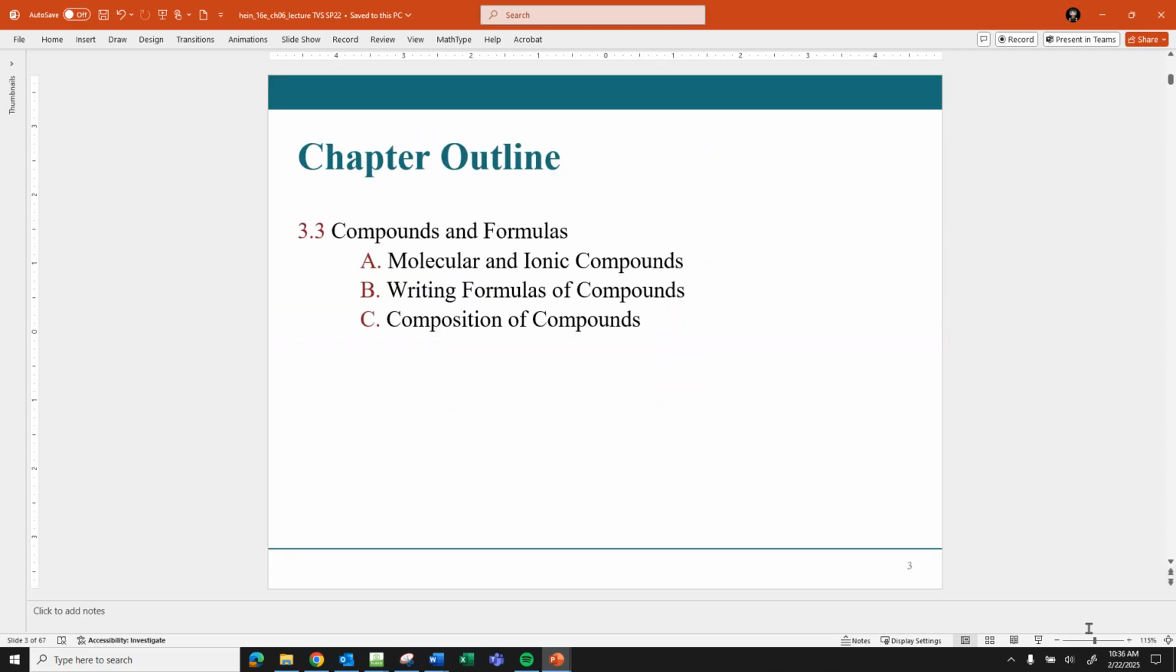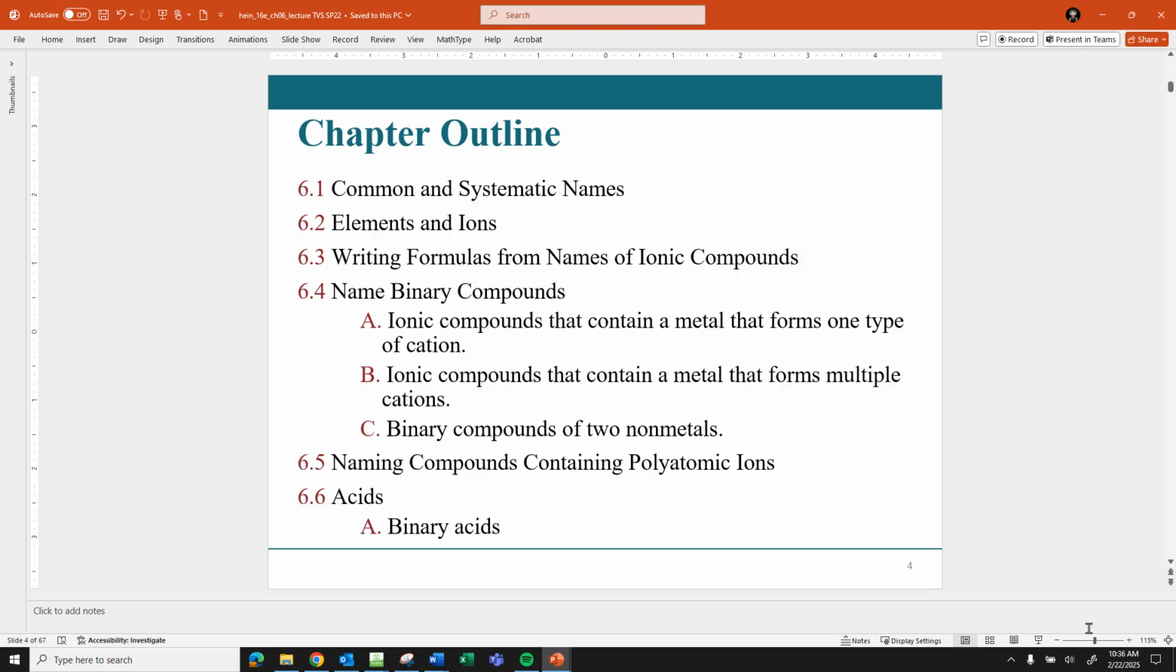So, like I said, I'm just going to briefly go over molecular versus ionic compounds, how to write formulas, and composition of compounds from 3.3. Now, I did not test heavily on this on the unit test, but I will be putting a lot from this particular section onto your unit test for Chapter 6. And for Chapter 6, this is your chapter outline.